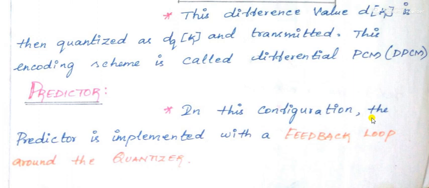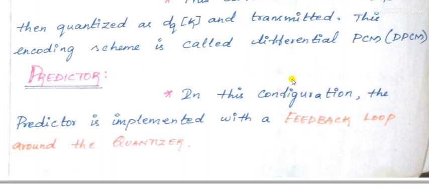So why is it named differential pulse code modulation? Because this difference value d of k is quantized as dq of k. First we find the difference value of the present sample value and the quantized sample value, that is the estimate of the quantized signal value. So we found the difference. This encoding scheme is called differential pulse code modulation.